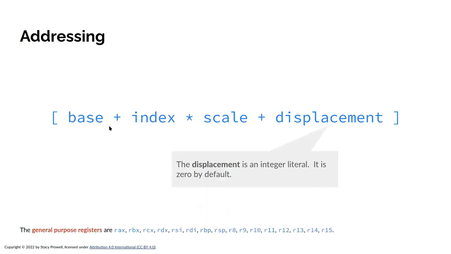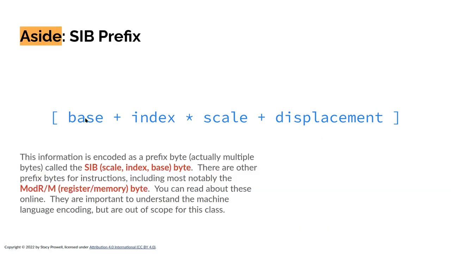But in a world where I have all of these registers down here at the bottom, I need 4 bits for each one. So 4, 4, 2, that's more than 8 already. Displacement is usually a literal that comes after the instruction. All right, so SIB typically encodes this stuff. But if you care, I guess you care. If you don't care, you don't care.